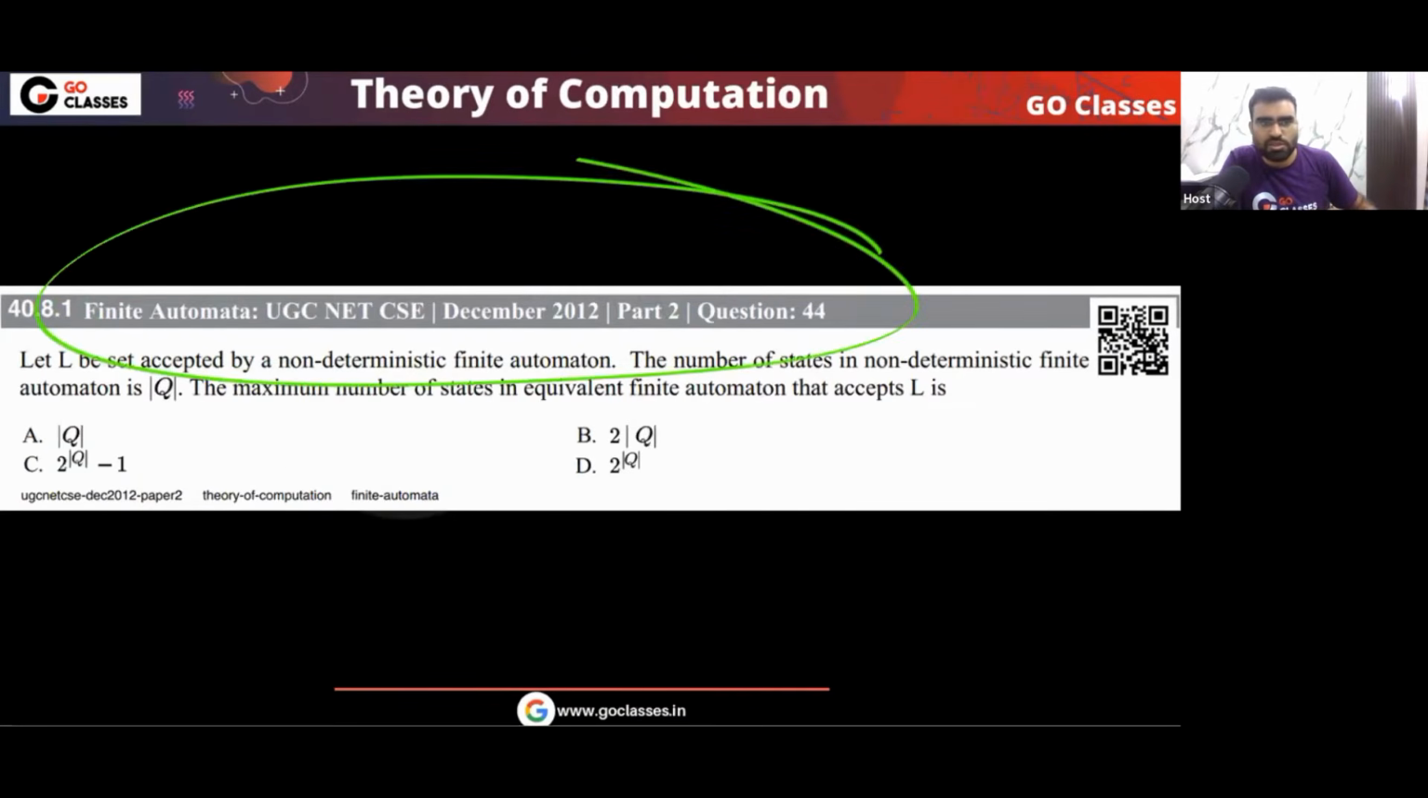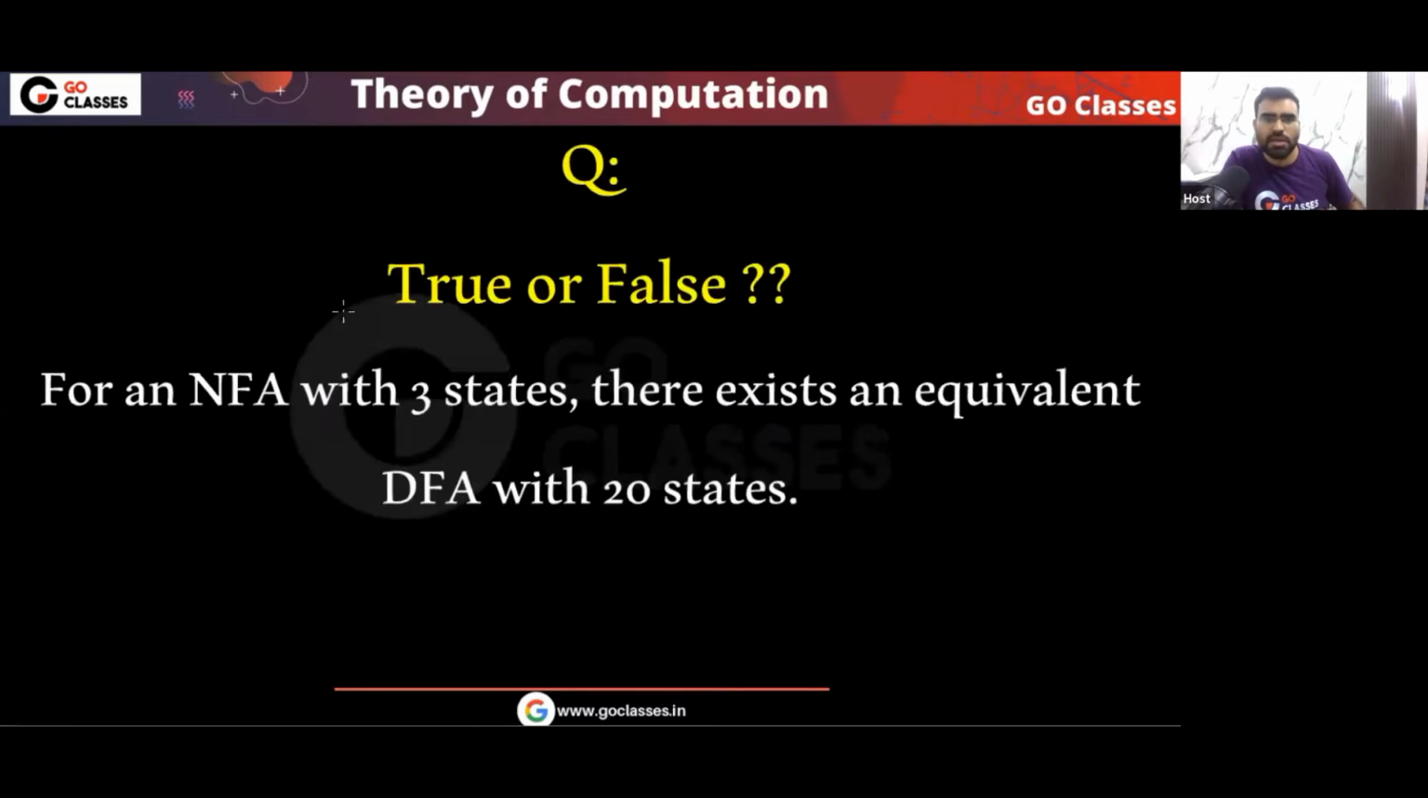So we will solve this question, but before that, let me ask you some questions. Read this question and tell me, is this true or false? For an NFA with 3 states, there exists an equivalent DFA with 20 states. Is this statement true or false? This statement is true. Why is this statement true? Am I talking about the minimal DFA here? No, I am not talking about the minimal DFA here.